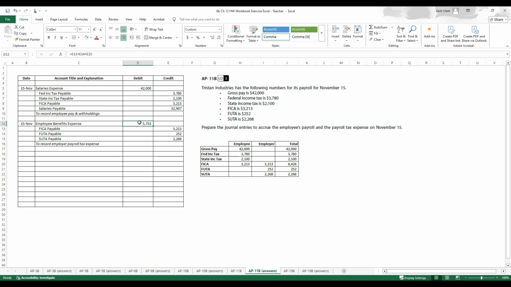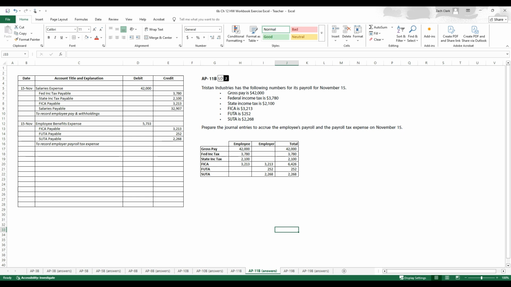And so our expense as the employer for having these employees for this specific payroll period is $5,733. So again, unemployment taxes, Social Security and Medicare, these FICA taxes, half from the business, half from the employee. So those are the same amounts. And that looks like all we need to do for this one.